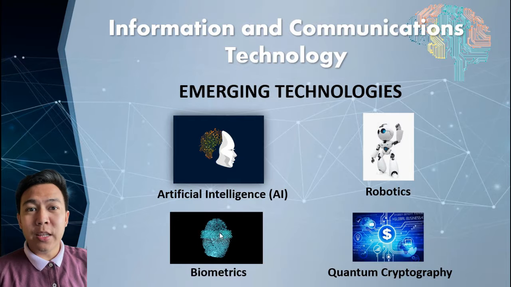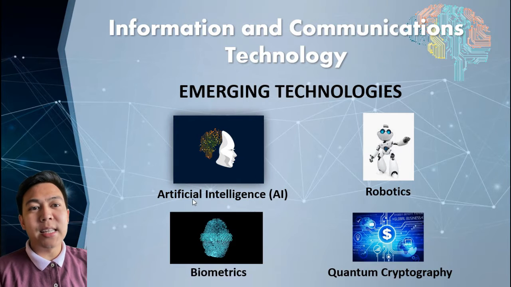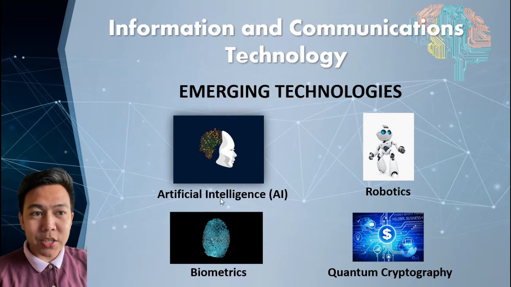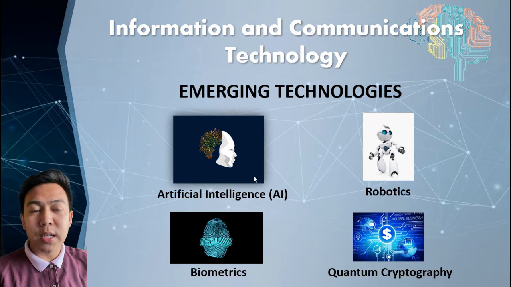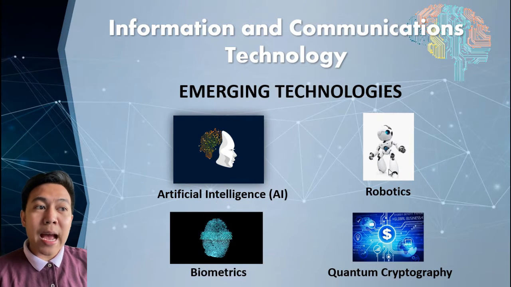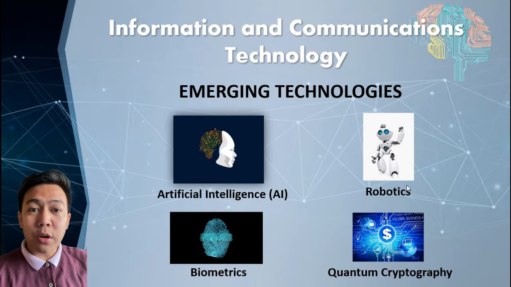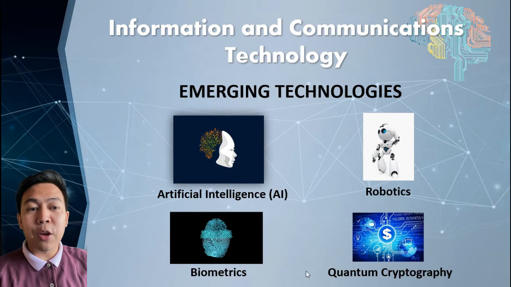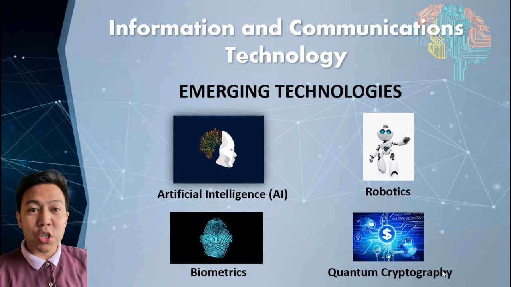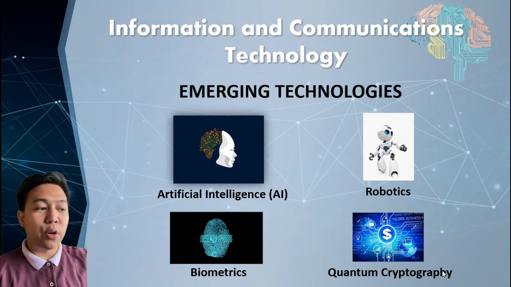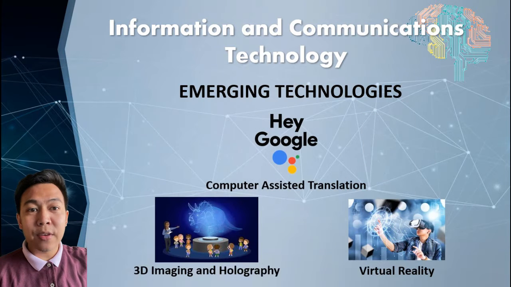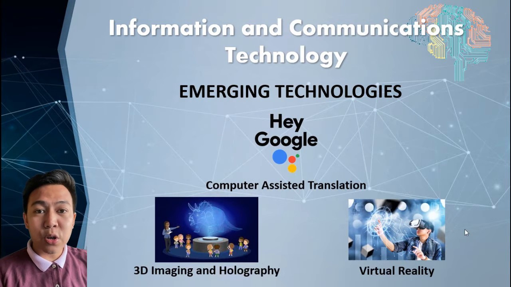So let's proceed to the different emerging technologies in ICT. So we have artificial intelligence or AI, which is now used in different companies. We also have robotics, which is used for different industrial production and so on. We also have biometrics for security purposes, quantum cryptography, which Bitcoin is in place for trading. We also have computer-assisted translation. We have Hey Google as an example.